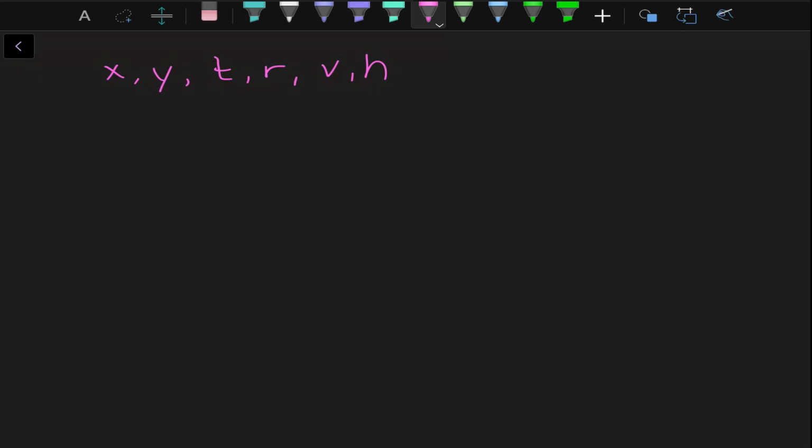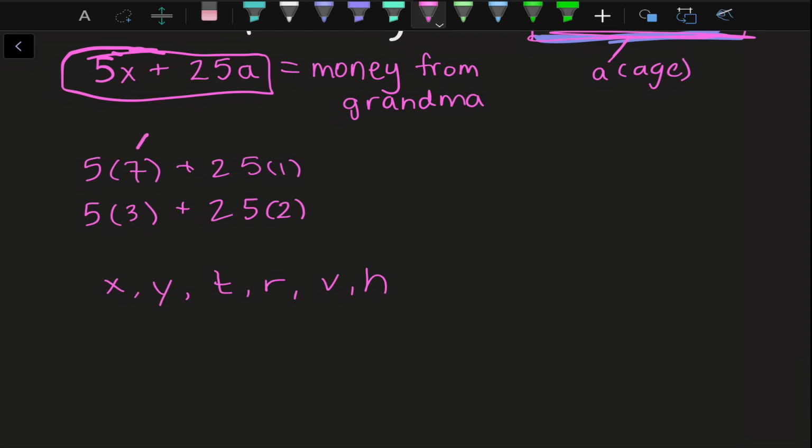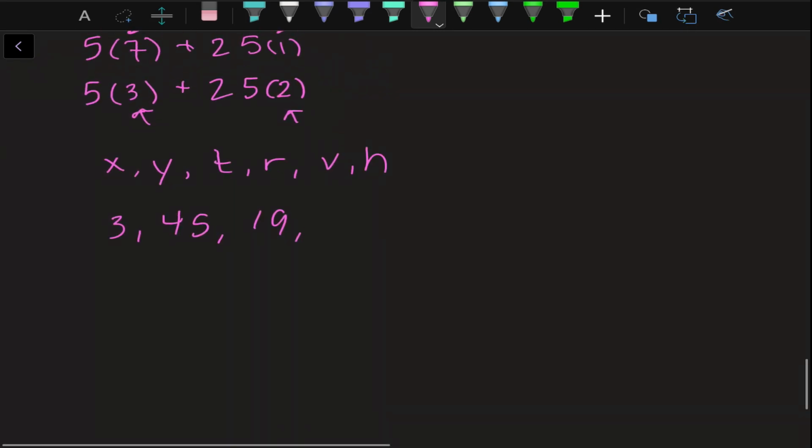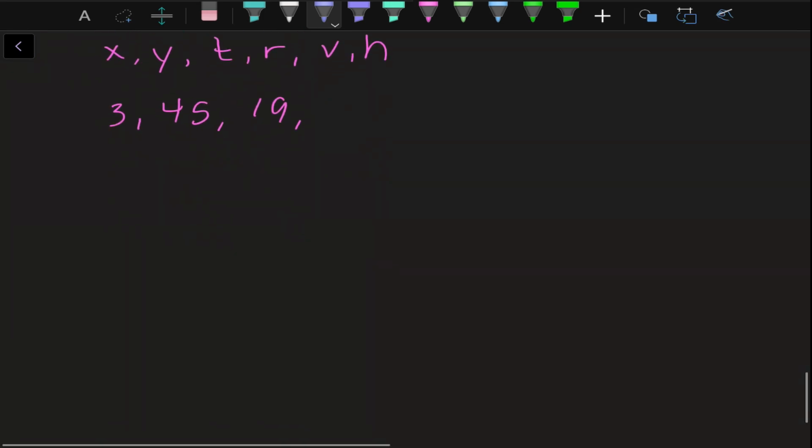And we call these letters variables because they can have different values. Like I showed you above, our X could be 3 or it could be 7, so that makes it a variable. Same with our A, 1 or 2, it's changing, so it's a variable. And again, numbers like 45, 19, 25 we see above, and 5, those are what we call constants.